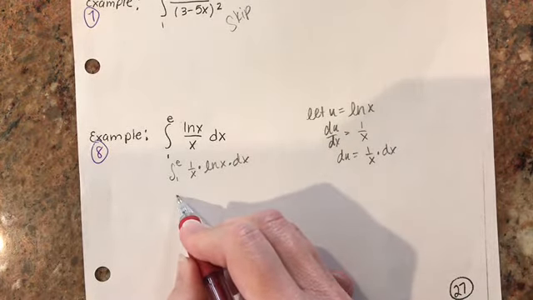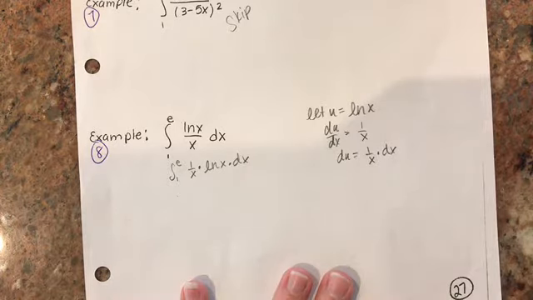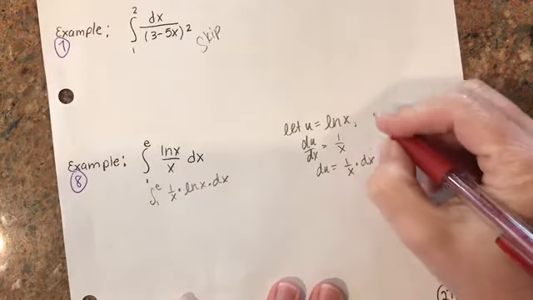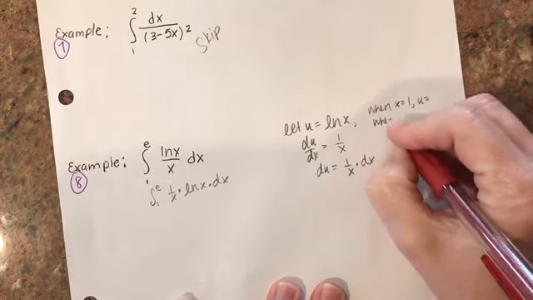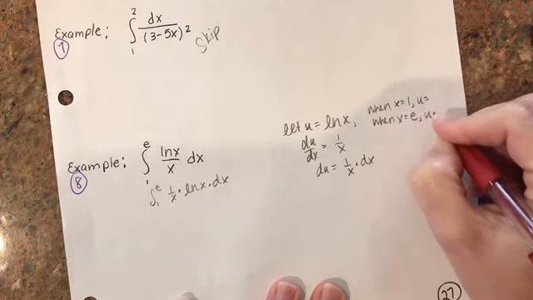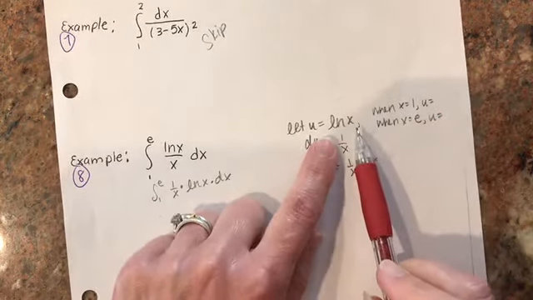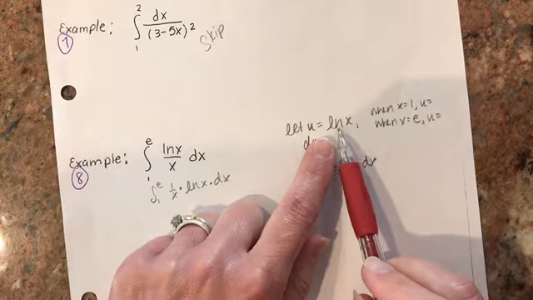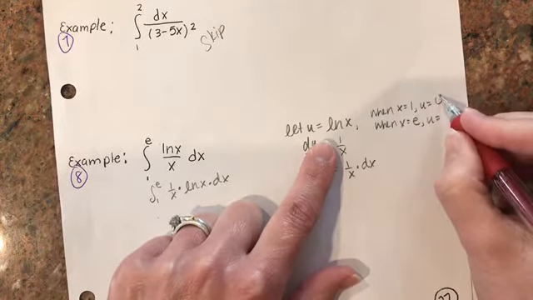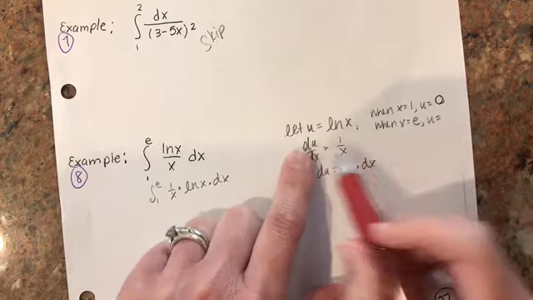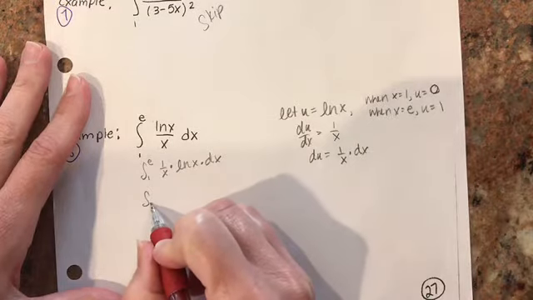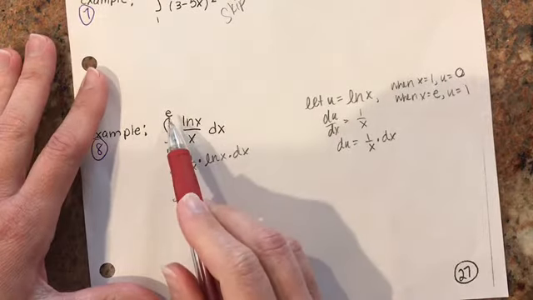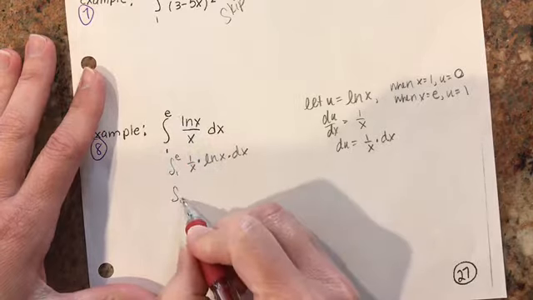So we are leaving, let's see here. If I want to plug this in, yeah, we can. So when x equals 1, what does u equal? And when x equals e, what does u equal? When x equals 1, the natural log of 1 is just 0. And when x equals e, the natural log of e is 1. So now when I plug in the u, instead of writing 1 and e, I'm going to write 0 and 1.